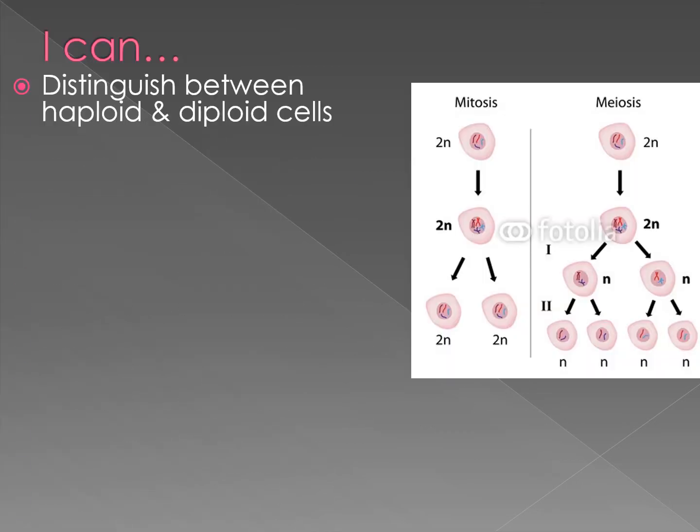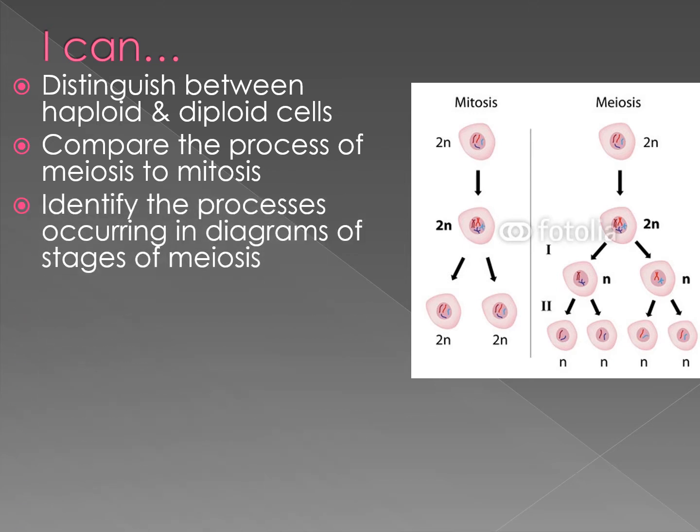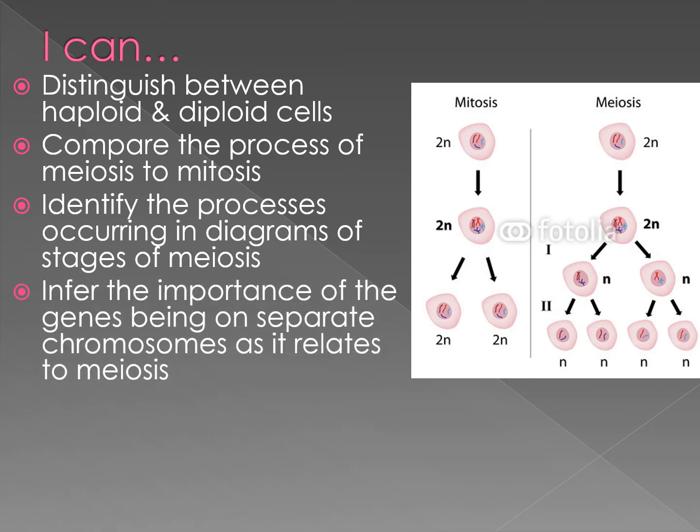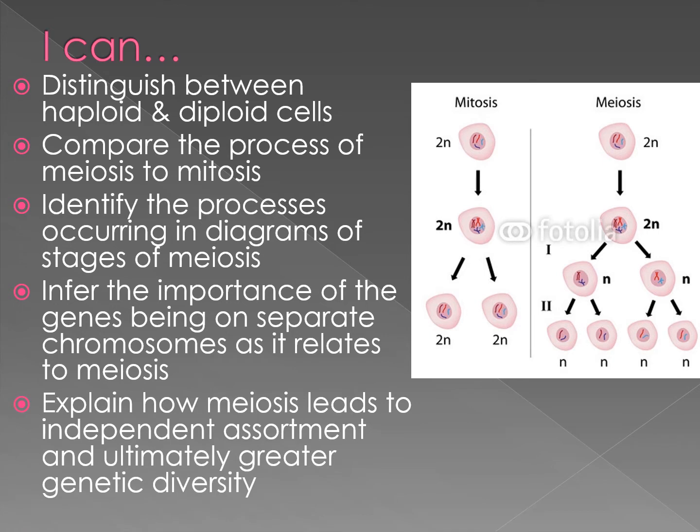So today we're going to learn the difference between haploid and diploid. We're going to make sure we know meiosis compared to mitosis. We also have to identify the stages of meiosis. We have to understand the importance of the genes being on the separate chromosome as it relates to meiosis. And then we also will understand independent assortment because meiosis does have greater genetic diversity.